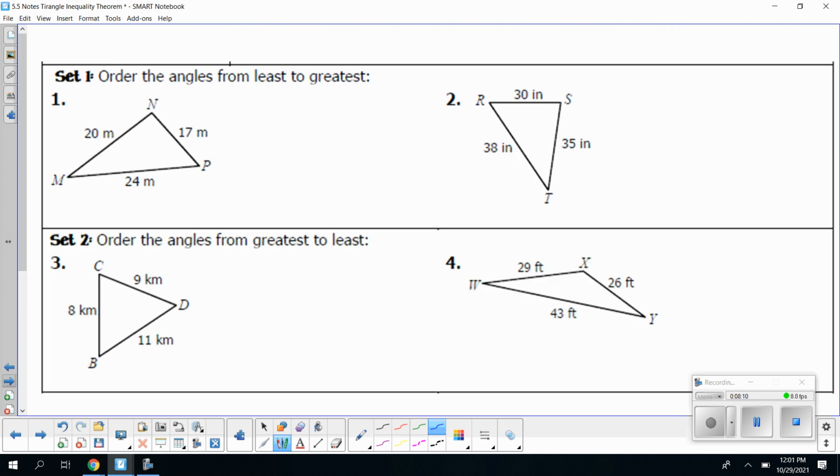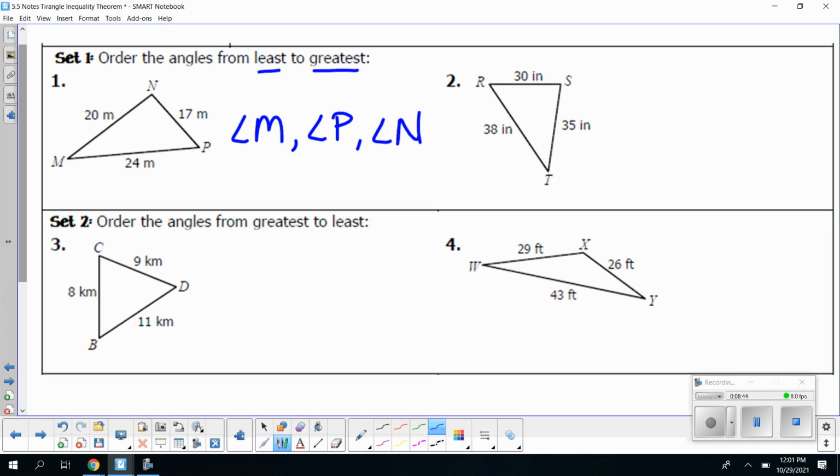It says order the angles from least to greatest for number 1. So if we take a look at our sides, because we're going from least to greatest, our smallest side is 17 meters, so that makes angle M our smallest angle. The next one is 20 meters, so that makes angle P our next smallest angle. And our last one is 24 meters, so that makes angle N our largest angle.